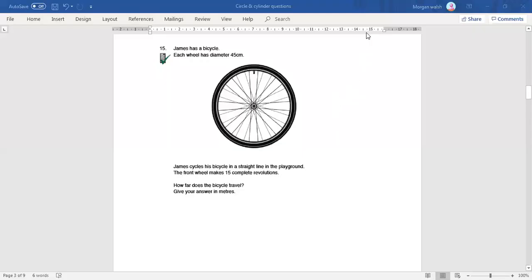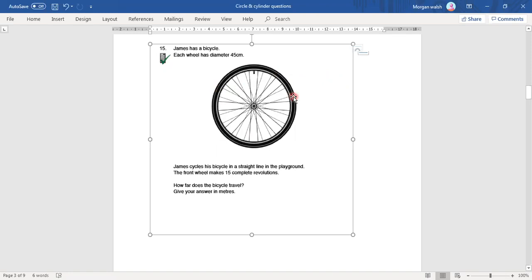Right, so this one here is a wee bit different. So it says each wheel has a diameter of 45 centimeters. So the diameter of a circle is that distance across there, right? James cycles his bicycle in a straight line in the playground. The front wheel makes 15 complete revolutions, so it goes round 15 times. How far does the bicycle travel?